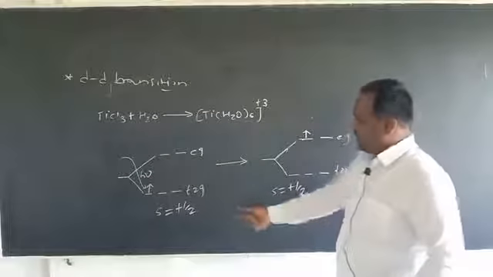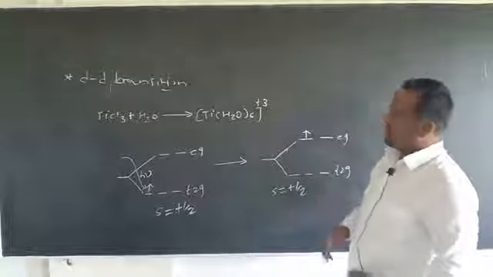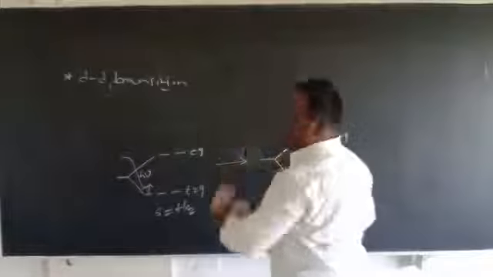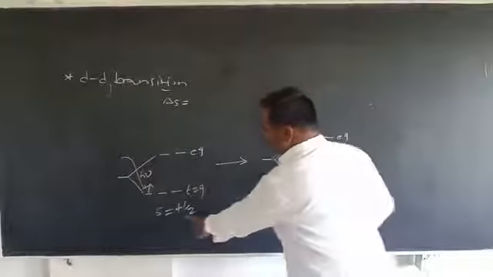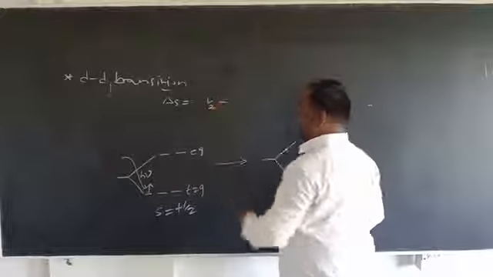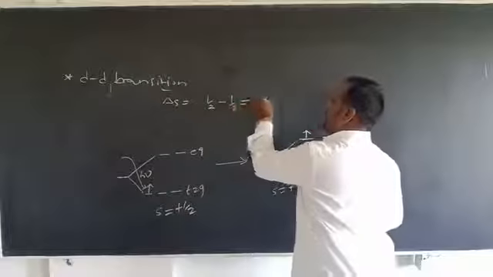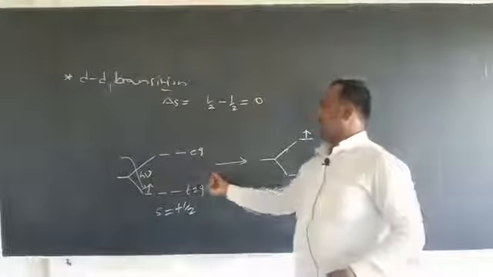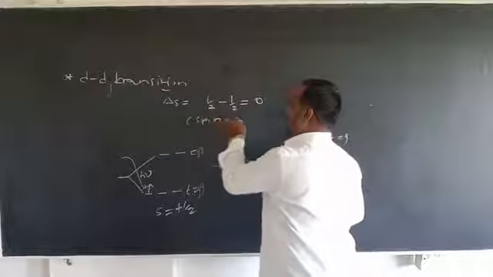In this case the spin of the electron is 1/2. In this case the spin of the electron is also 1/2. If you consider the selection rule for this transition, delta S is equal to, in this case 1/2 minus, after excitation the spin is also 1/2, so the total is equal to 0. So delta S is equal to 0, and this transition is considered an allowed transition. This is a spin allowed transition.